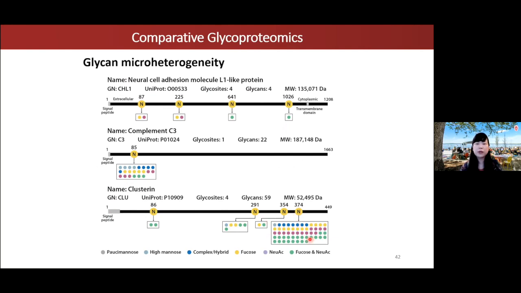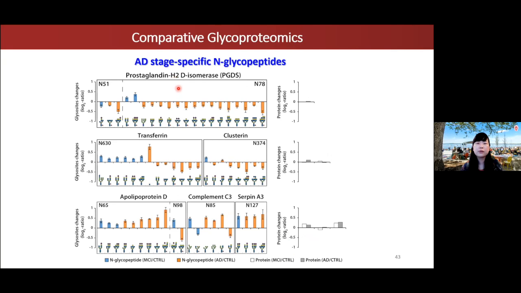So we can actually also use the N-DiLeu tag to look at these AD stage specific N-glycopeptides. For example, we can look specifically at MCI, some of these peptides show upregulation, and at the AD condition, most of these actually show downregulation.